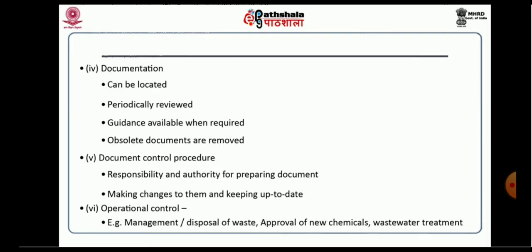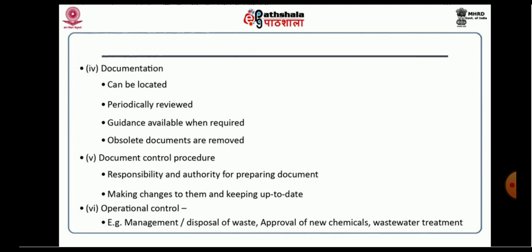And the fourth one is called documentation. All the things we have planned as procedures and rules are to be documented properly. In software, we can shortly call it SRS, Software Requirement Specification, or procedure, or whatever it may be. Here the documentation is to be located, periodically reviewed, and guidance made available when required. Obsolete documents are removed, and duplication is to be removed.